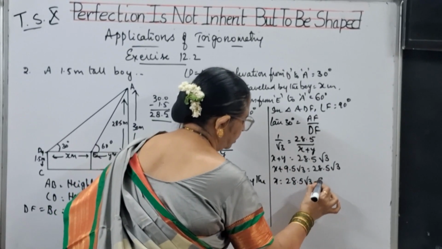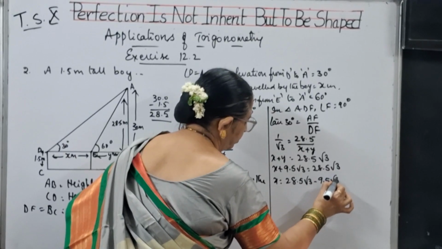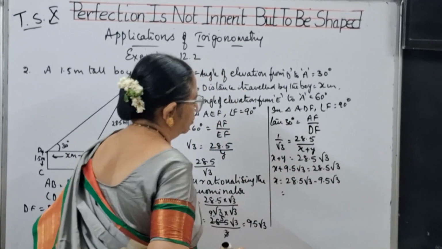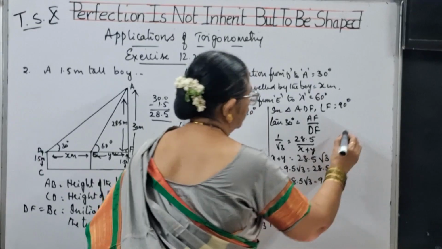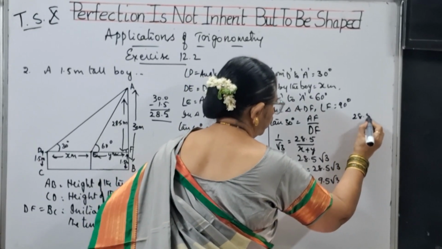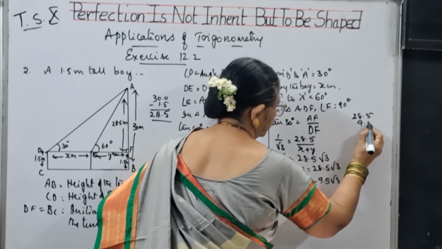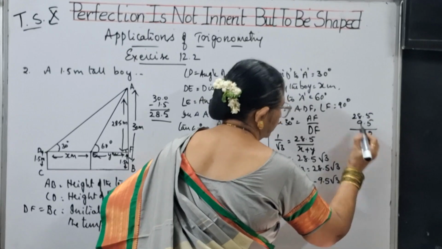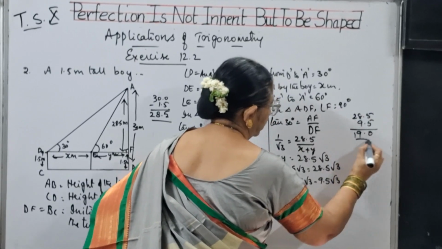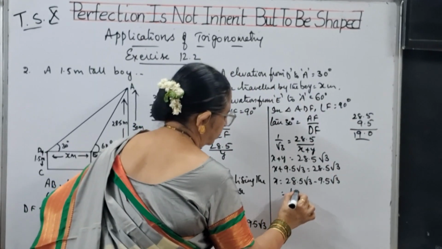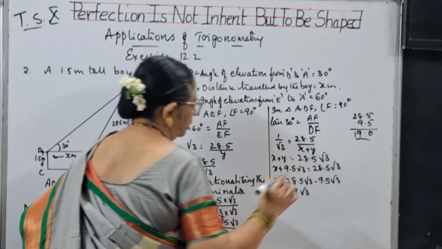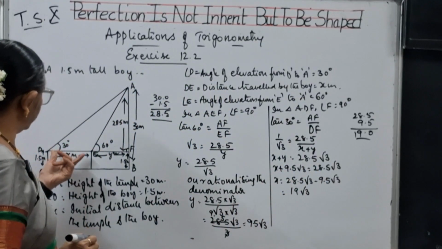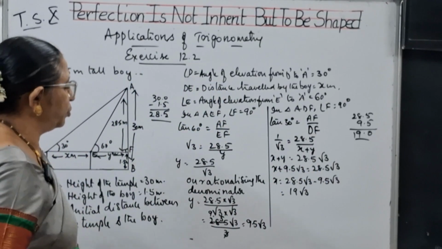28.5 root 3 minus 9.5 root 3. So how much are you getting? From 28.5, if you subtract 9.5, you get 19. 19 root 3, you have got X. X is the distance he has moved.